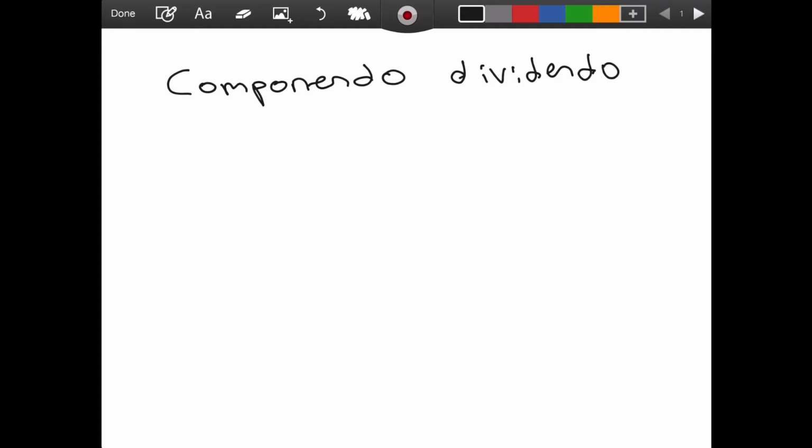Wow, okay. What is Componendo Dividendo? Because I have to admit it has a very fun name in my opinion. So let me write it down. Componendo Dividendo. Okay, so this is the name of the below equation.